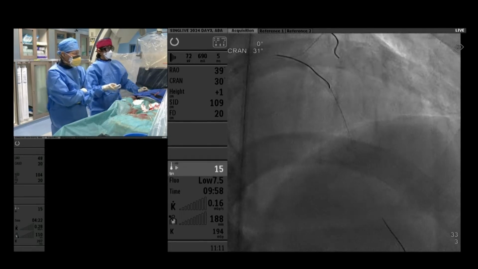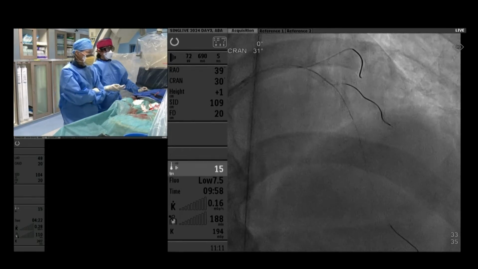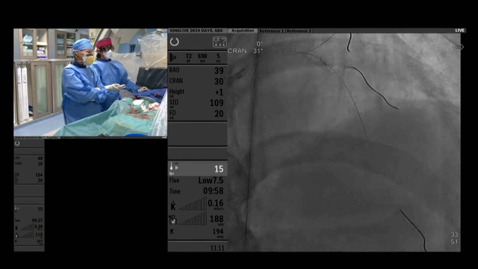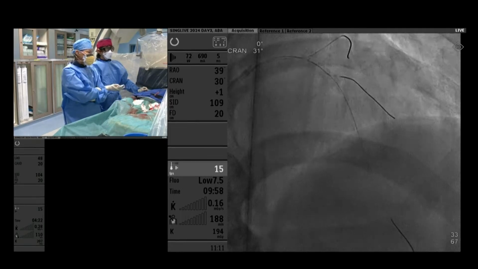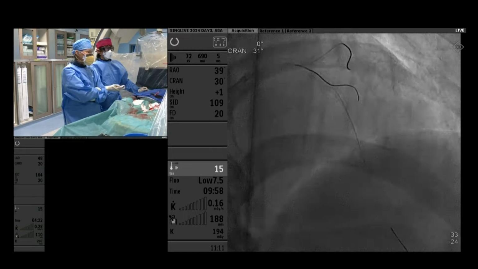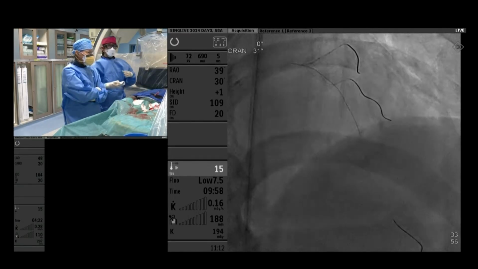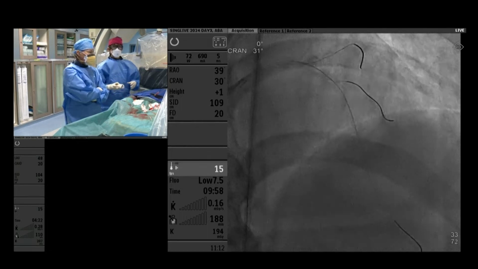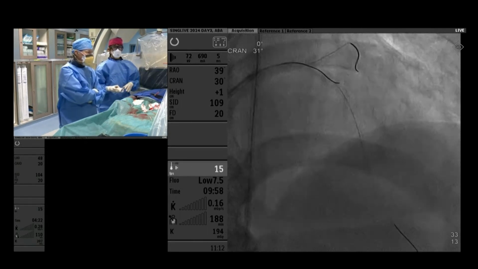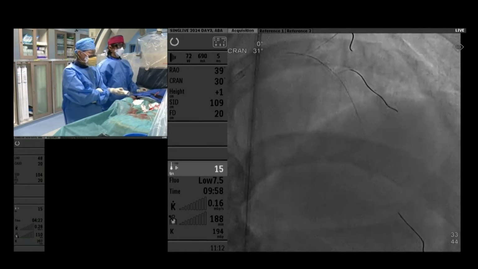So I have a Xion in the diagonal. I have a Runthrough in the LAD as well as a Xion Blue in the circumflex. If you know the color of the Xion, it will help us differentiate it from that of the Xion Blue as well as the Runthrough. And in particular for the Runthrough, you know that the back end of the wire is jagged, so you can differentiate that from the Xion Blue. So all three wires are quite differentiable. So that kind of helps us.